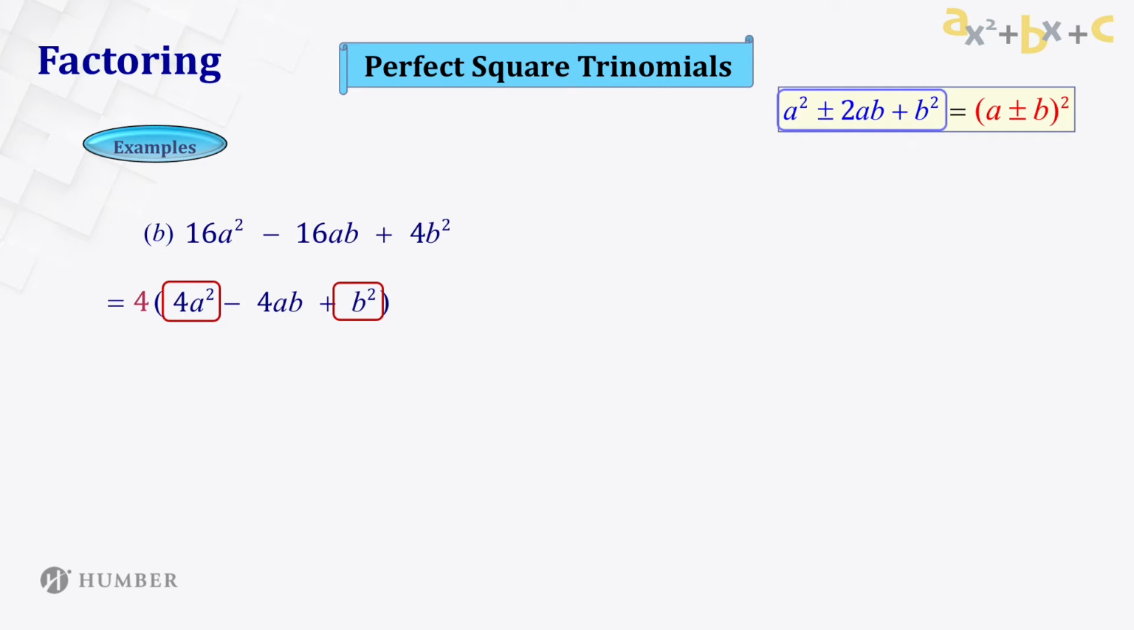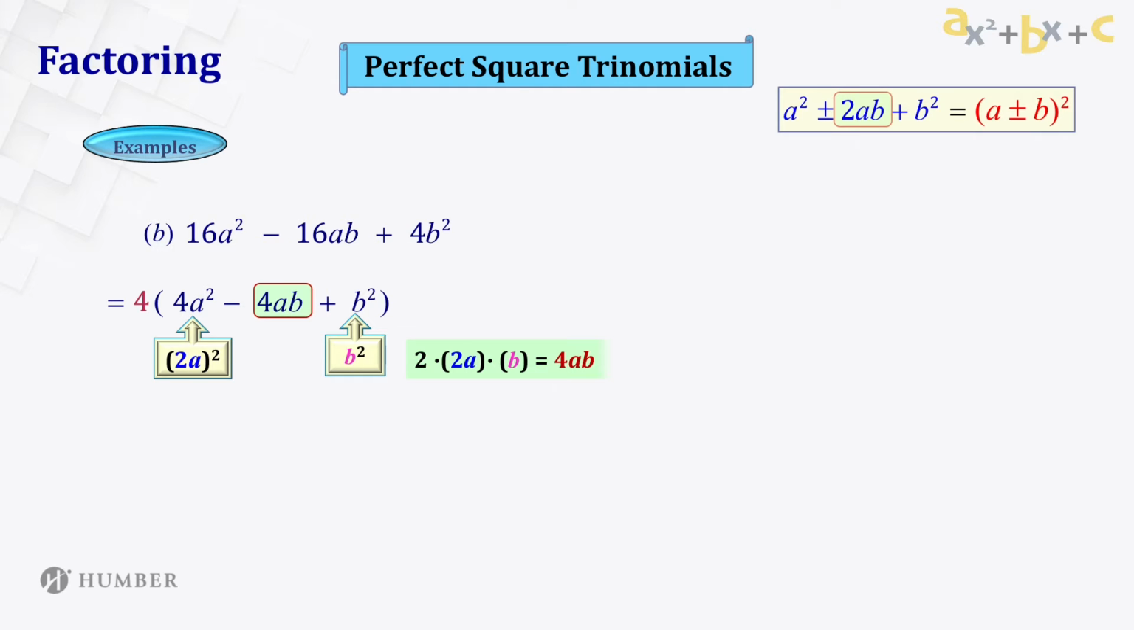The first term, 4a squared, is 2a squared, and the last is b squared. To make sure the middle term is of 2ab form, 2 times left term multiplied by the right term, which becomes 4ab. That is exactly the middle term. So this is a perfect square trinomial. Now let's place a bracket to have a perfect square form. Do not forget to keep the common factor 4 in front of the bracket.